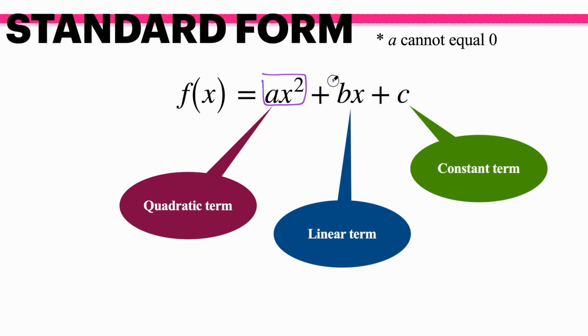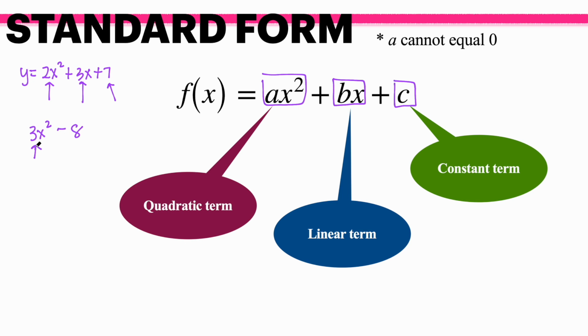The linear term is the variable that has only an exponent of 1, which we call the linear term, and then a constant does not have a variable, it is just a number. So for example, if we had 2x squared plus 3x plus 7, 2x squared would be considered a quadratic term, 3x would be considered our linear, and 7 would be considered our constant.